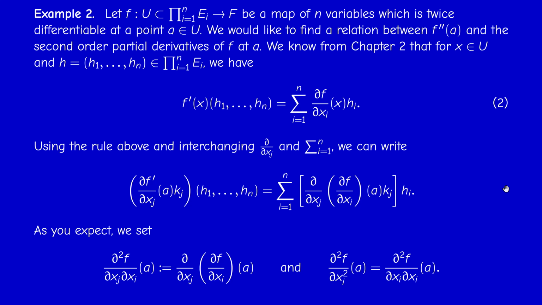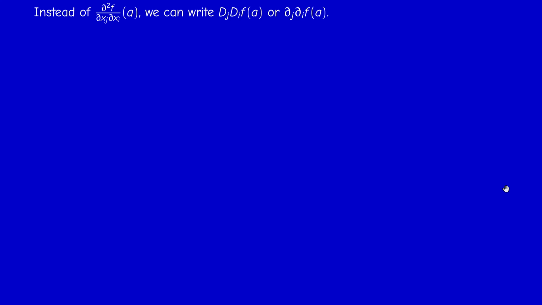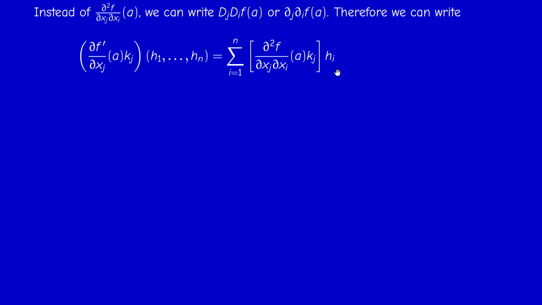And there are also other notations that are sometimes convenient in other places. We can also write capital Dj, capital Di f of A, or partial j, partial i of f of A. Therefore, I just rewrite the equation that I obtained by applying the rule. So here I differentiated both sides with respect to xj at the point A in the direction kj. Right? Kj is in ej.